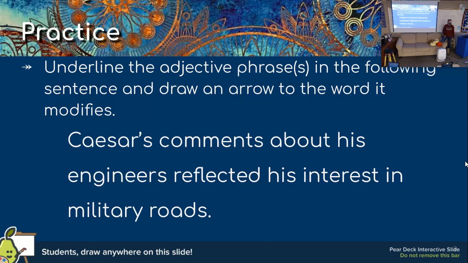Maddie, you're up. Give me the second one. In military roads. Okay, in is our preposition. Remember, I can be in a box. Roads is our object of the preposition. Military is describing the roads, so that's our prepositional phrase. All right, Maddie, what is that one modifying? Interest. What? Interest is a noun? Sure darn is. Okay, interest is a noun, so we're modifying interest. Those are our 2 adjective phrases.